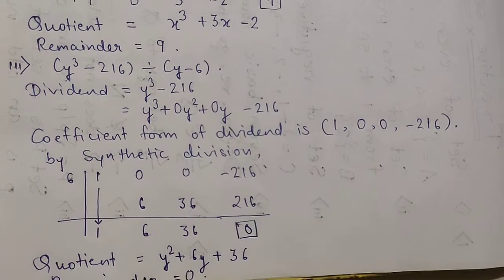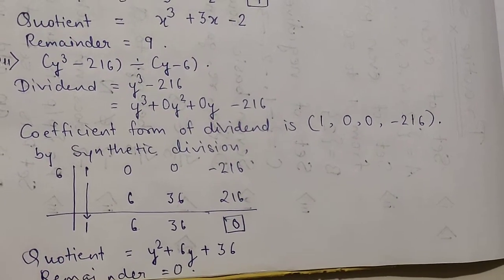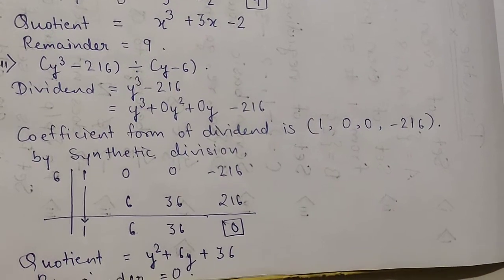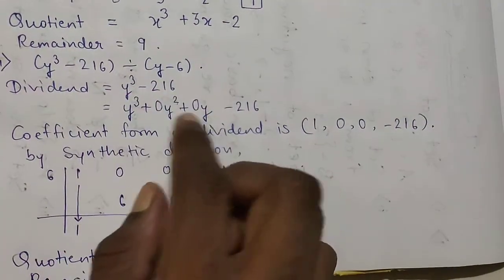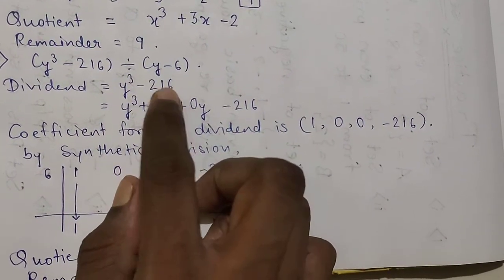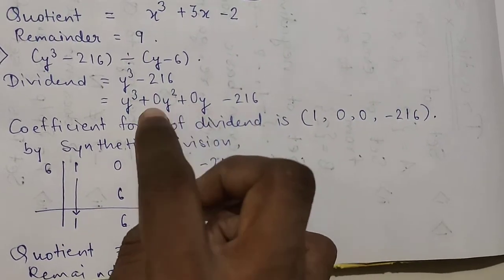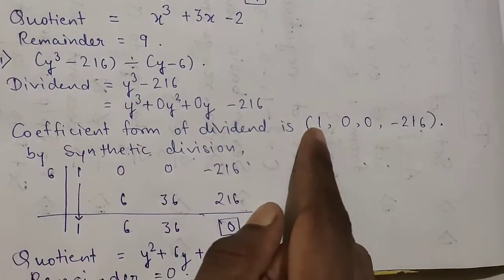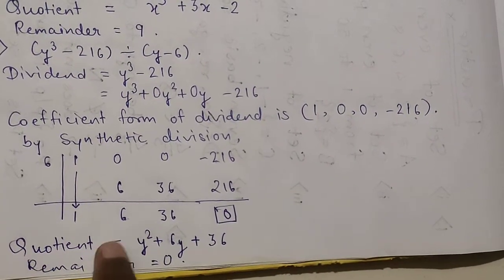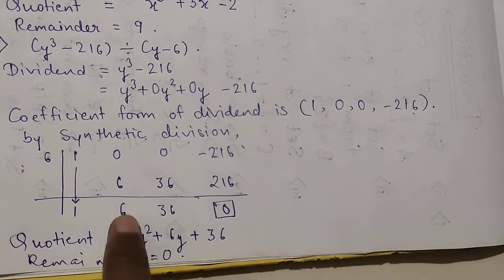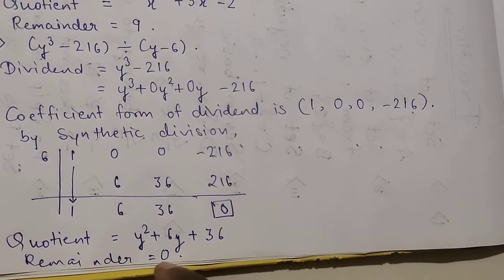Okay students, this is the way to perform synthetic division. See the steps. First, you are going to write your dividend. If all the terms are there, then it's okay. If any term is missing in between, then put 0 for that. Then write the coefficient form, then perform synthetic division, and after that write the quotient using these numbers, and your remainder is the last one, that is 0 here.